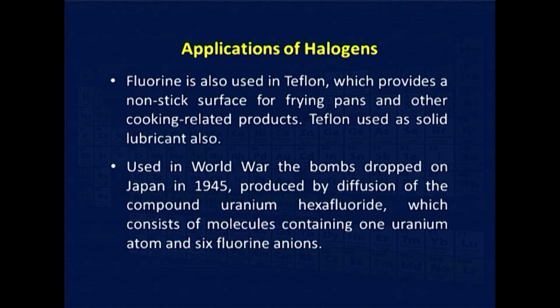The bombs dropped on Japan in 1945 were produced by diffusion of the compound uranium hexafluoride, UF6, which consists of molecules containing one uranium atom and 6 fluorine atoms.